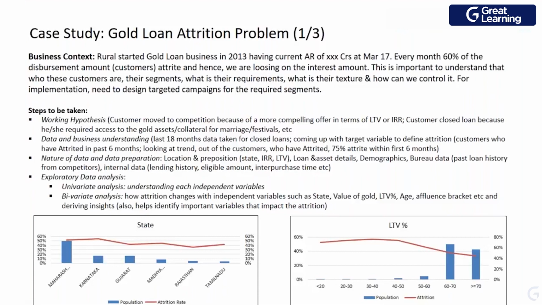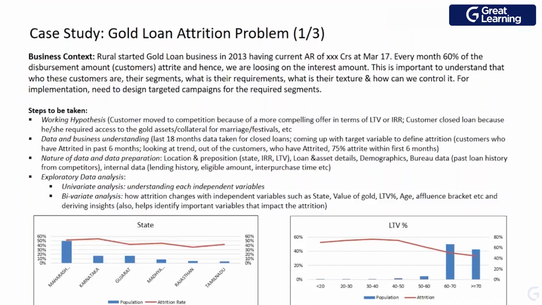And they were seeing that every month, about 60% of the disbursement amount, which is in terms of customers, they tried, which means that they come and take a gold loan. What a gold loan usually does is that you give, let's say, 1 lakh worth of gold, and you get in return, let's say, 75,000 of loan. So you're giving gold as a mortgage, and you're getting back the loan. You're giving it as collateral, basically.